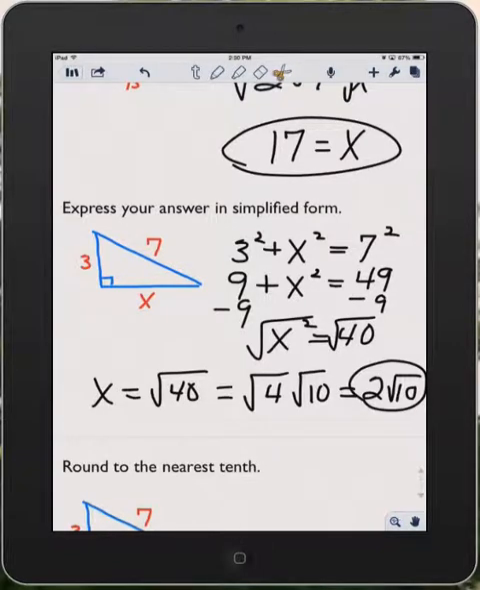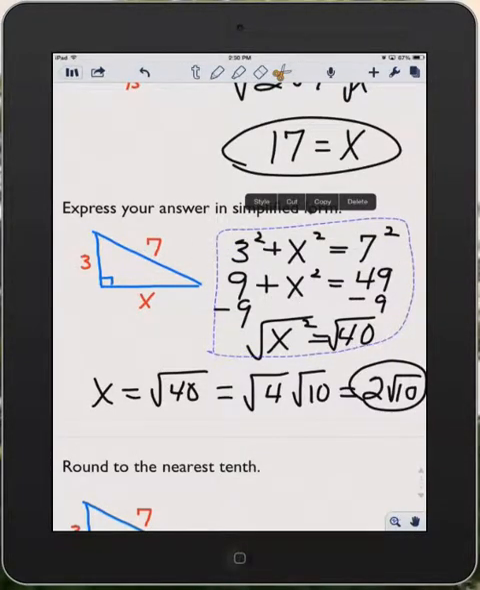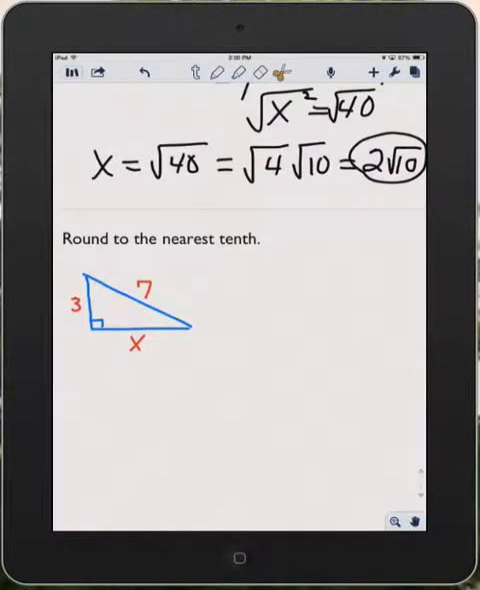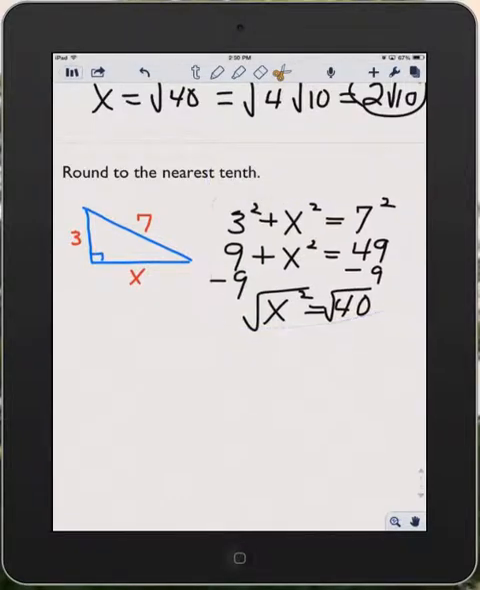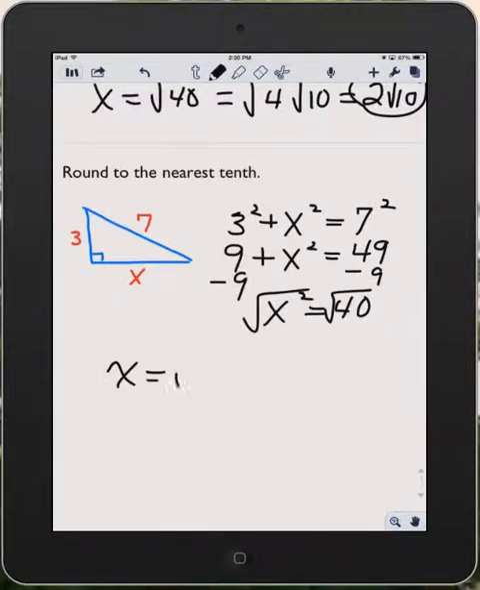Now the same problem, we can have exactly the same work, so I'm just going to copy that down below. And it says to solve for x, it's the same triangle, but sometimes instead of trying to state the answer in simplified form, sometimes we're going to want to state the answer as a decimal. So simplifying this, we still get x equals the square root of 40, but instead of simplifying it again, we're going to use a calculator to figure out an approximation for the square root of 40.